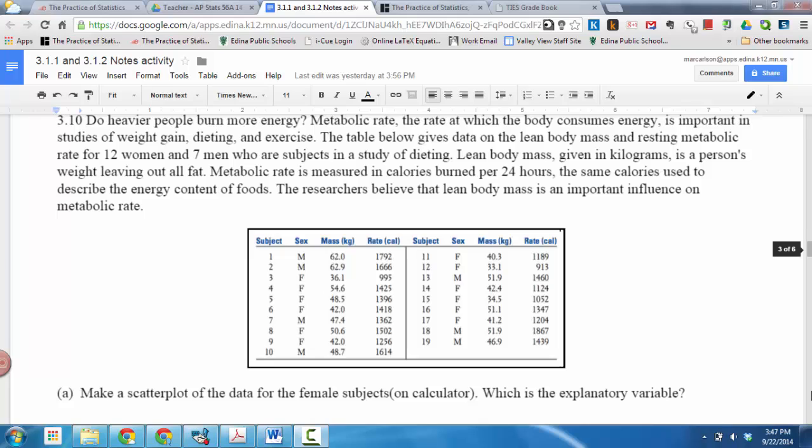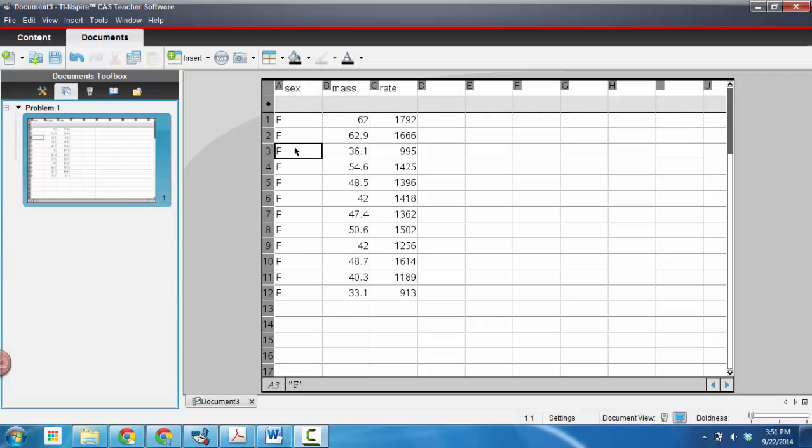Part A says make a scatter plot of the data for female subjects only on your calculator. Which is the explanatory variable? So what I'd like you to do right now is, in a lists and spreadsheet, enter all of the data for the female subjects. Alright, so we have our data entered for the females and their mass and also their rate.